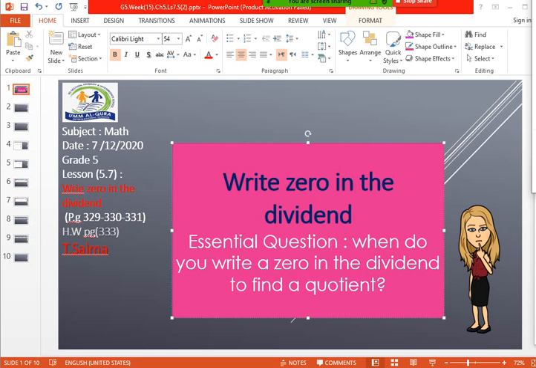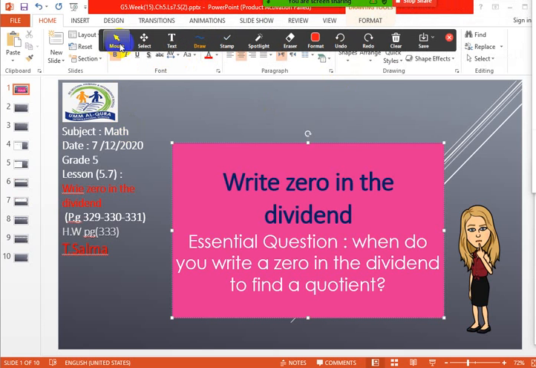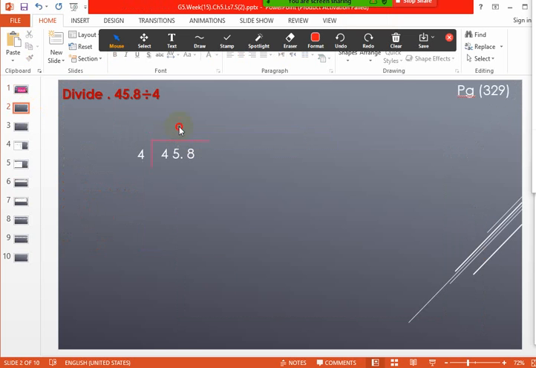So please now bring your books, open it on page 329 to know when do you write a 0 in the dividend to find a quotient. Yes, you will know the answer, inshallah. So, okay, let's start with the first example. So let's see now and divide this first one.